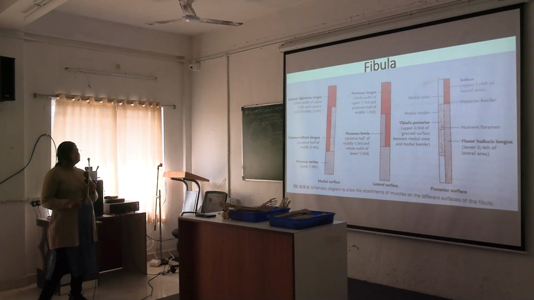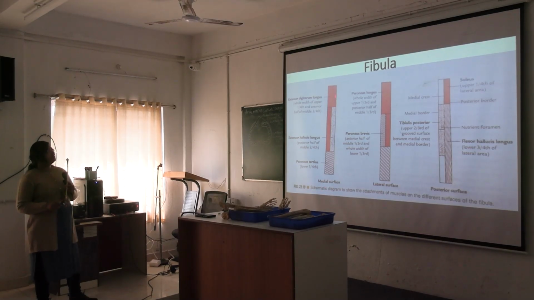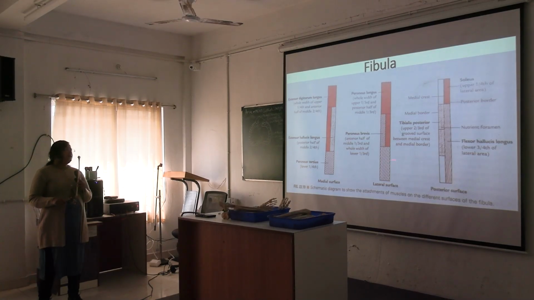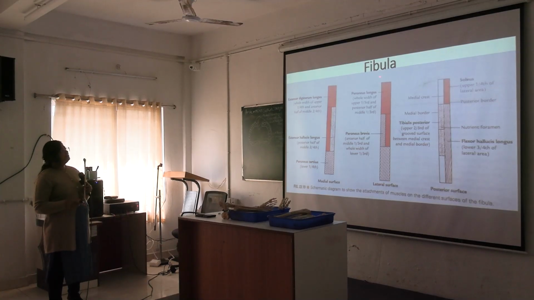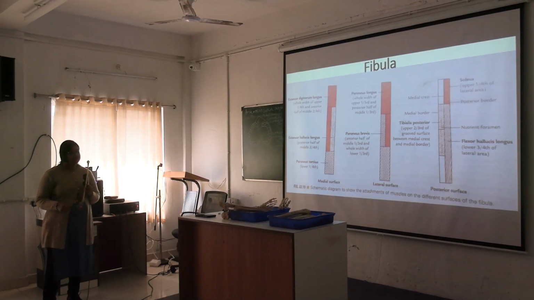And these are the different surfaces and their attachments. Medial surface is the extensor surface, three muscles, extensor digitorum longus, extensor hallucis longus, Peroneus tertius. Lateral surface is peroneal surface, two muscles, Peroneus longus, Peroneus brevis. Longus is superficial to brevis.